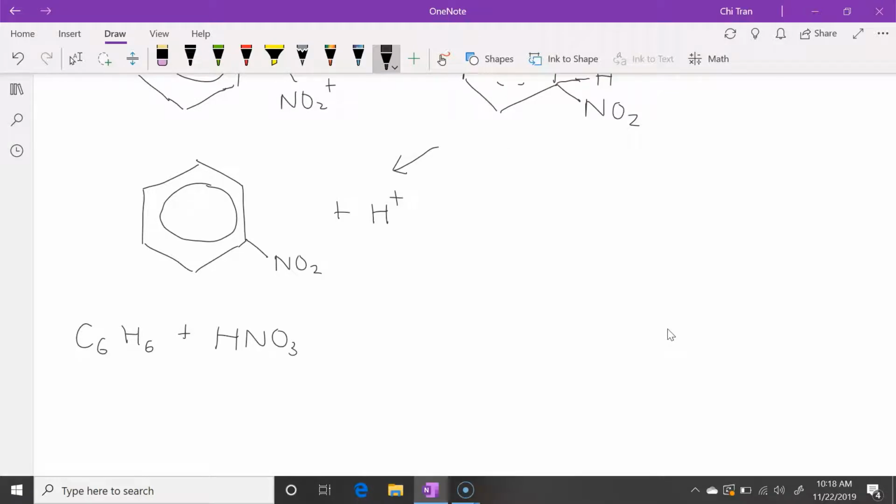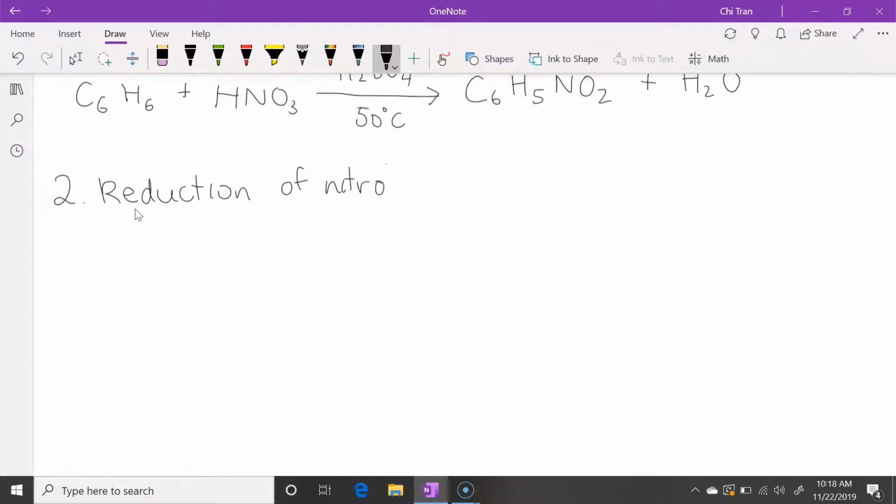And so the summary equation for this first step is benzene plus nitric acid reacting with the catalyst of sulfuric acid, and it's under the 50 degrees Celsius environment, to make nitrobenzene and water as a byproduct.